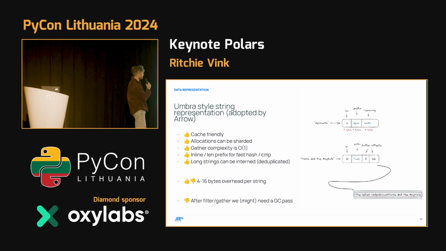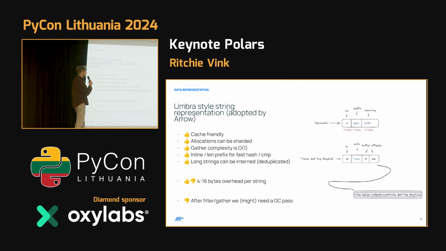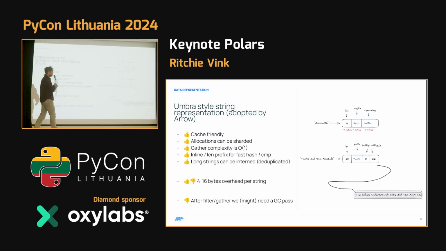Umbra-style strings are different in that you will have 2 buffers. One buffer will consist of 16 bytes, with 4 bytes representing the length of the string, and 4 bytes representing the prefix of the string. So if the string starts with, say, Aerosmith, the first 4 bytes you put in here. And if the string fits in the remaining 12 bytes, 16 minus the length, you will just put the whole string in here, and you're done. So the string is inlined. It's in those 16 bytes.